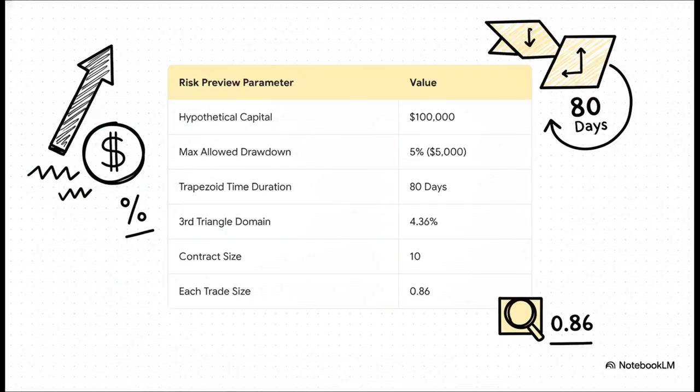To make it tangible, the plan was modeled on a hypothetical $100,000 portfolio. The number one rule? A max allowed drawdown of 5%. That means if losses hit $5,000, the strategy gets reevaluated. You can also see the other key parameters that were defined right from the start, like that 80-day time duration for the shape called the trapezoid.